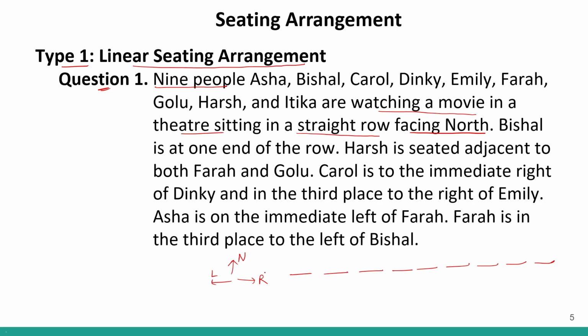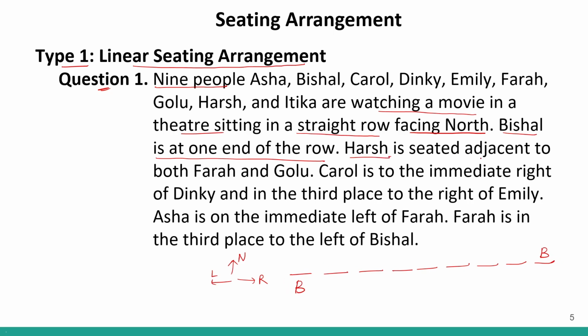So if we are sitting at their place and we are facing north, correct? This will be my right and this will be my left. So now we have to fill in these blanks. We have to place these people. It is given to us that Bishal is at one end of the row. One end means B could be over here or B could be over here. Correct? Bishal is at the one end of the row.